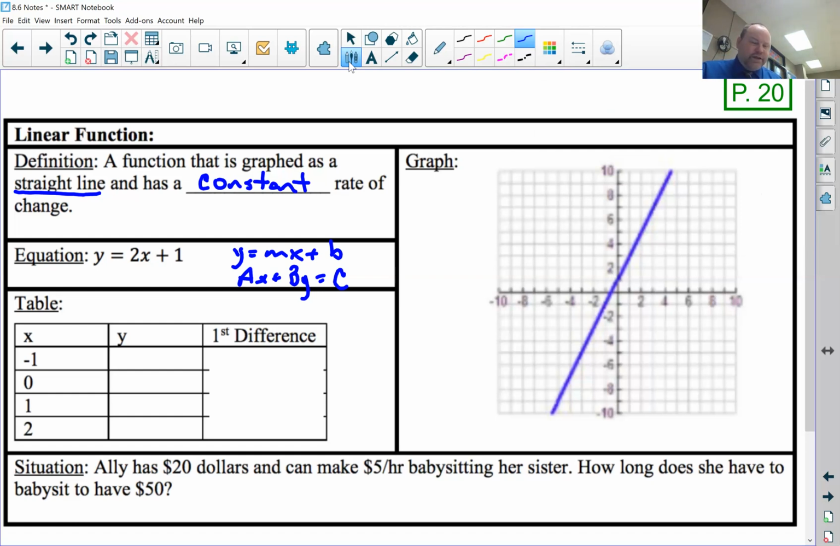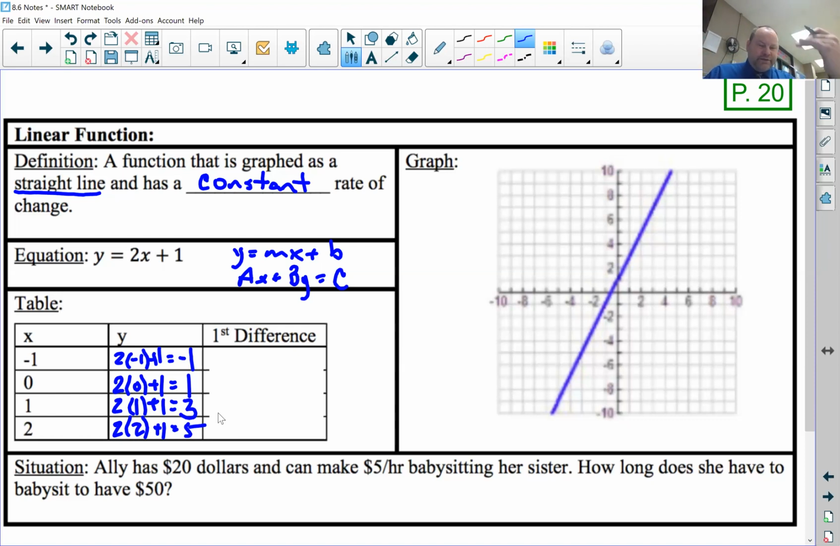All right, if we look at a table of values, if I plug -1 into my equation, 2 times -1 is -2, plus 1 is -1. If I plug in 0, 2 times 0 is 0, plus 1 is +1. Plugging in 1, 2 times 1 is 2, plus 1 is 3. And if I plug in 2, 2 times 2 is 4, plus 1 is 5.